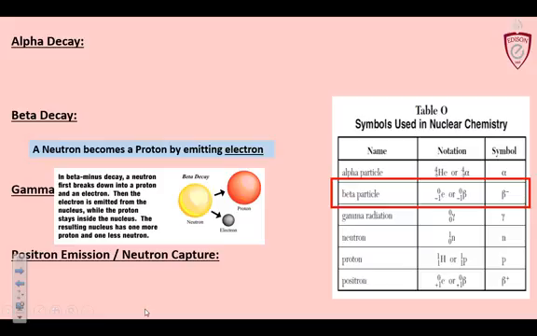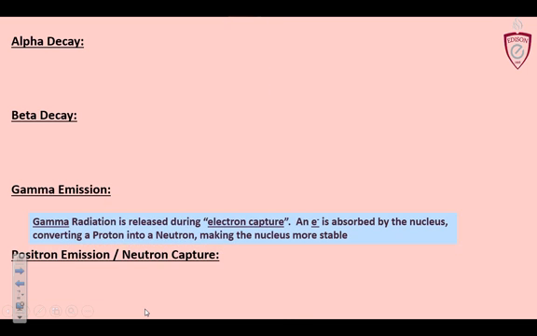And if you look at the notation real quick, you see the e with the -1, that's our normal electron. And then the beta -1, which is that beta minus. Okay, so again, synonymous.